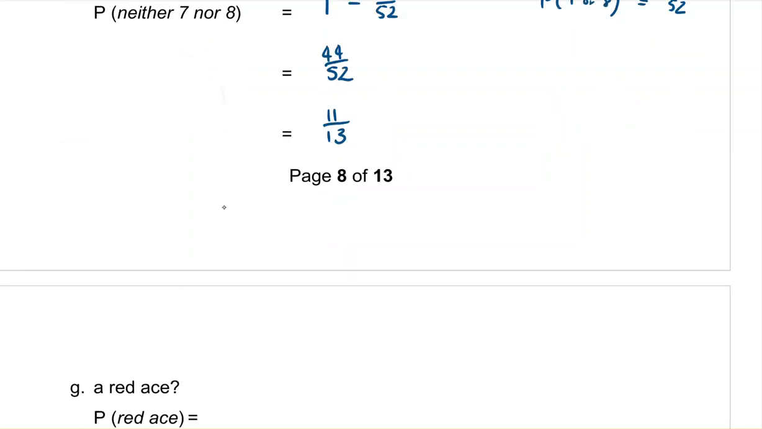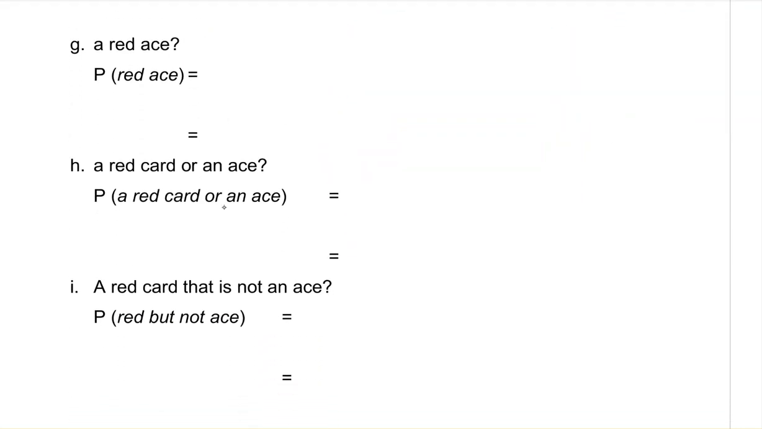Okay, another page here. G. Find the probability of a red ace. So just the red aces, there's 2 of them. We don't want the black ones. So there's 2 red aces out of 52 cards. Divide the top by 2, I get 1. Divide the bottom by 2, and I get 26.